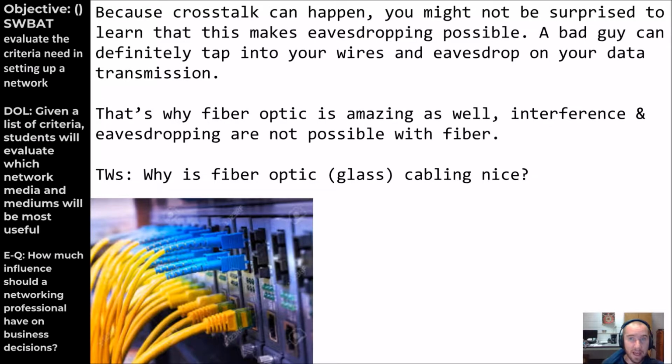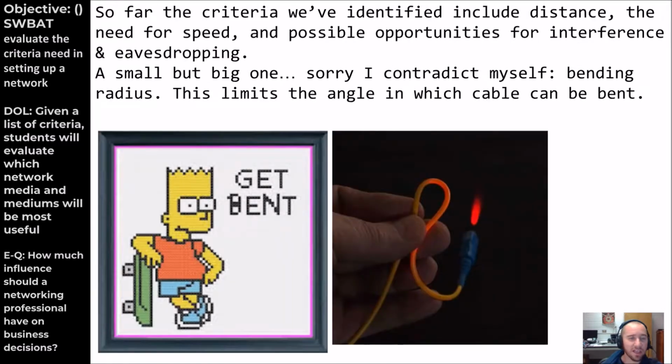Now, because crosstalk can happen, you might not be surprised to learn that this makes eavesdropping possible. A bad guy can definitely tap into your wires and eavesdrop on your data transmission. And if nothing else, for me, a very security-minded person, that's why I think fiber optic is amazing, because interference and eavesdropping are just not possible with fiber optics. Though I should never say never because the bad guys always seem to find a way somehow, some way. So far, the criteria we've identified when creating this network of yours in this imaginary place is distance, speed, your need for speed, and possible opportunities for both interference and eavesdropping.